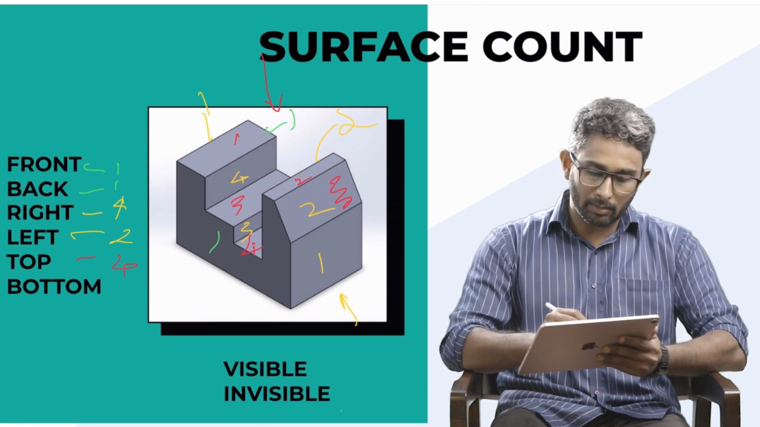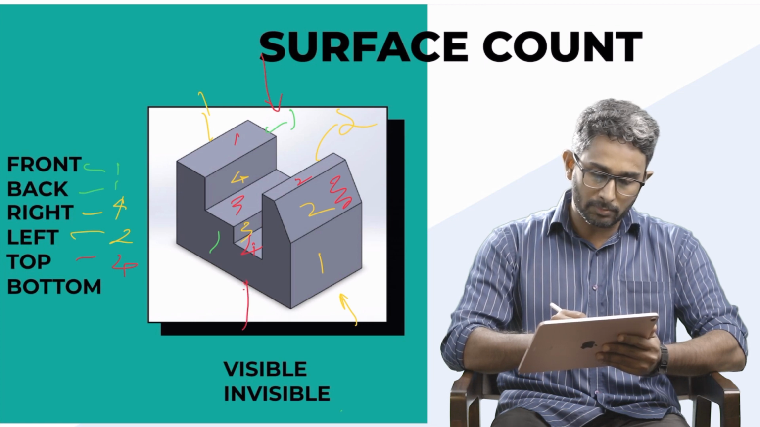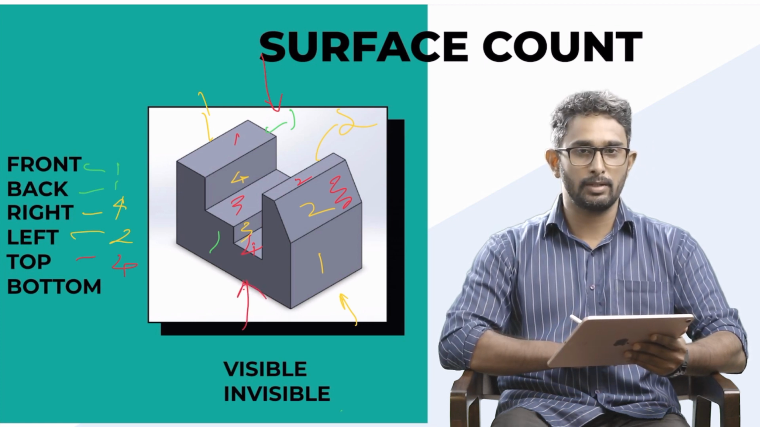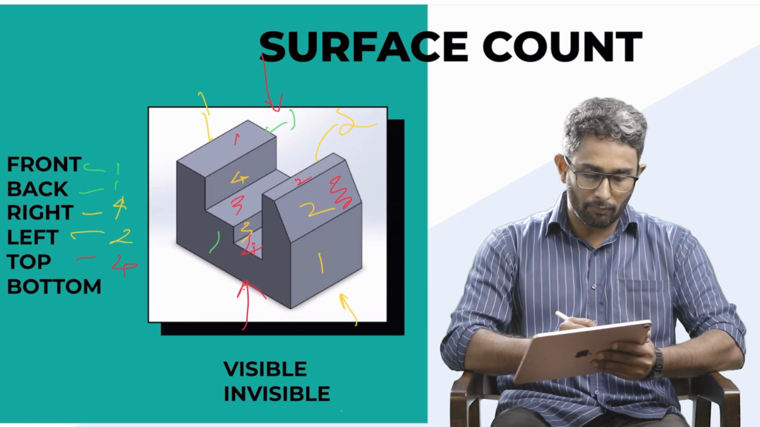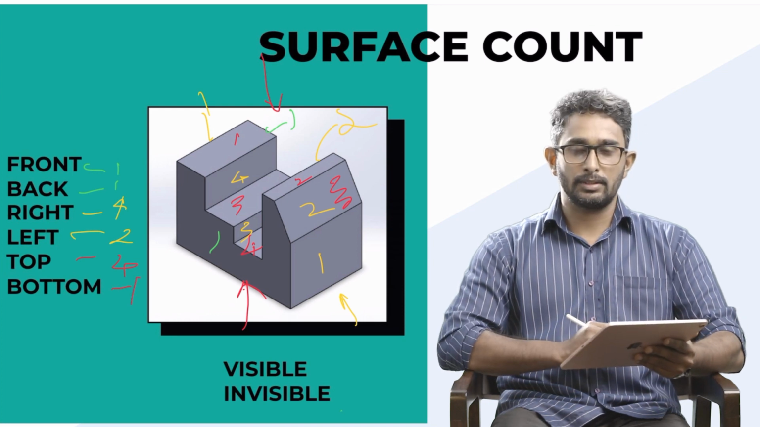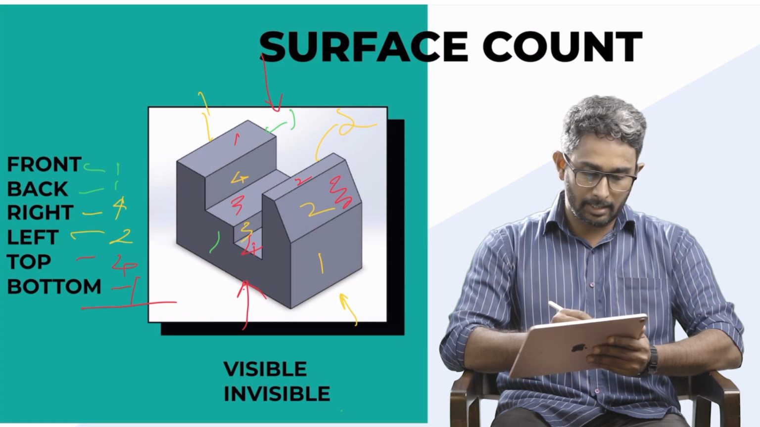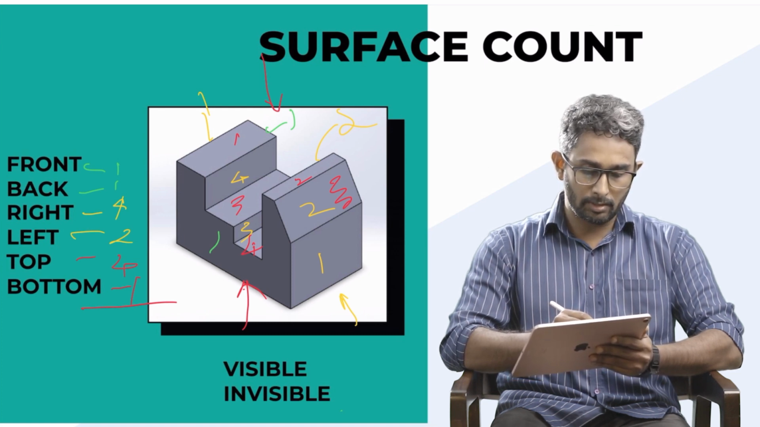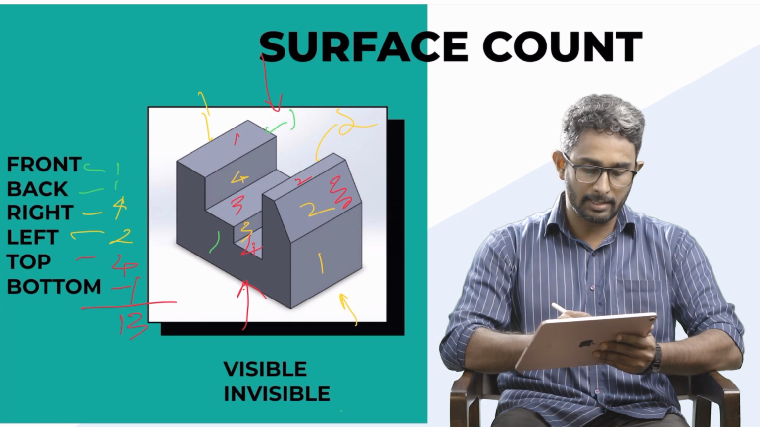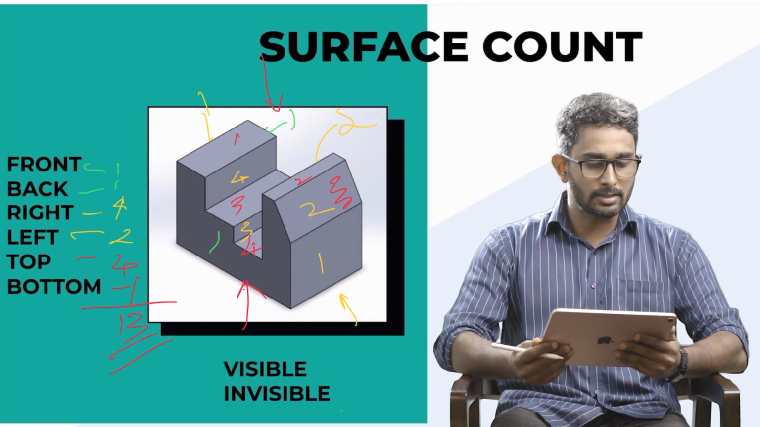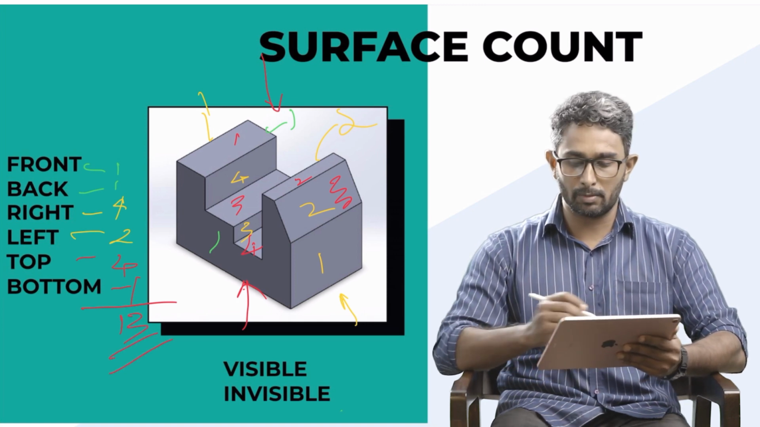Lastly but not least, the bottom surface also has to be taken into consideration. There is only 1 surface on the bottom. So totally, adding up 1, 1, 4, 2, 4 and 1, we have 13 surfaces in this particular 3D geometry.